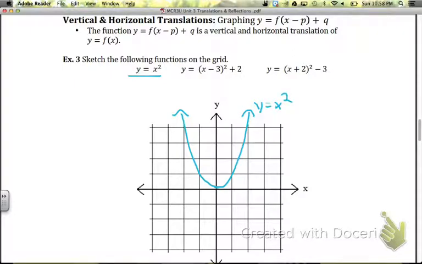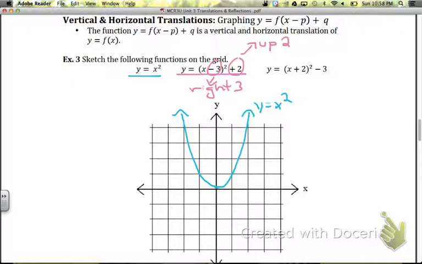And next we're going to look at y equals (x minus 3) squared plus 2. Now what does this do? What does this 2 tell me? The 2 here tells me that we're going to move up 2. And what does this -3 tell me? It tells me that we're going to move right 3. So each of our points from our base function, we're going to move right 3, up 2.